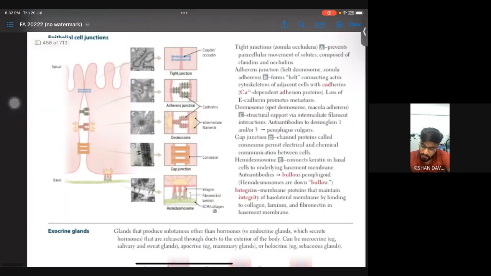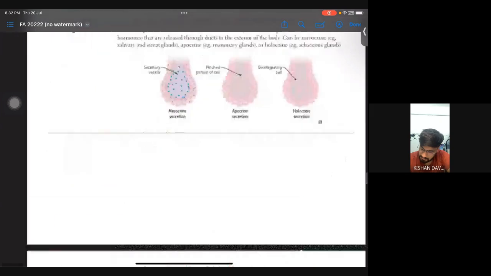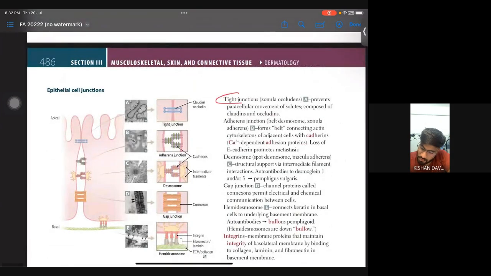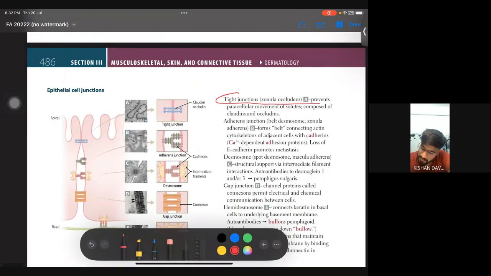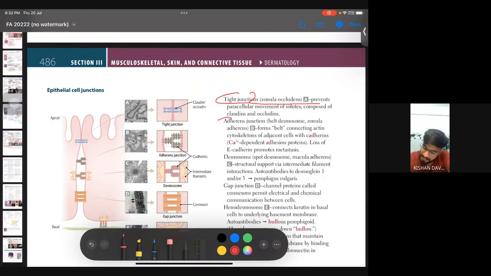Tight junction, zonula occludens, prevents paracellular transport. It is a tight junction. Nothing will be exchanged over here. Adherens junction forms a belt connecting the actin cytoskeleton. Loss of E-cadherin promotes metastasis. This line is very important. Loss of E-cadherin promotes metastasis.